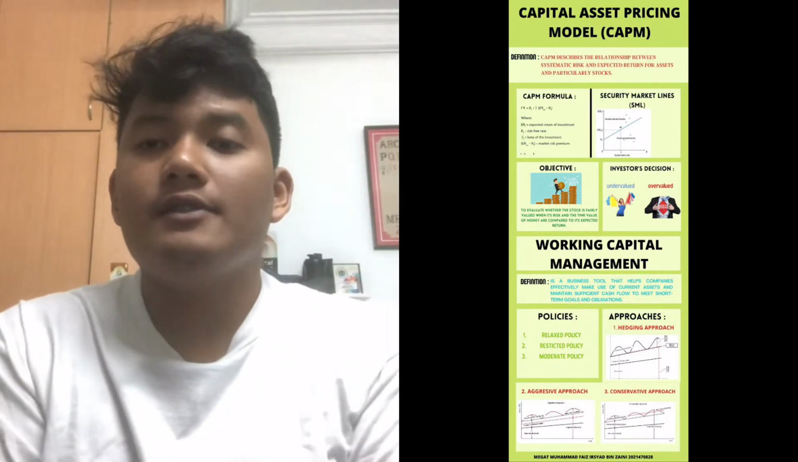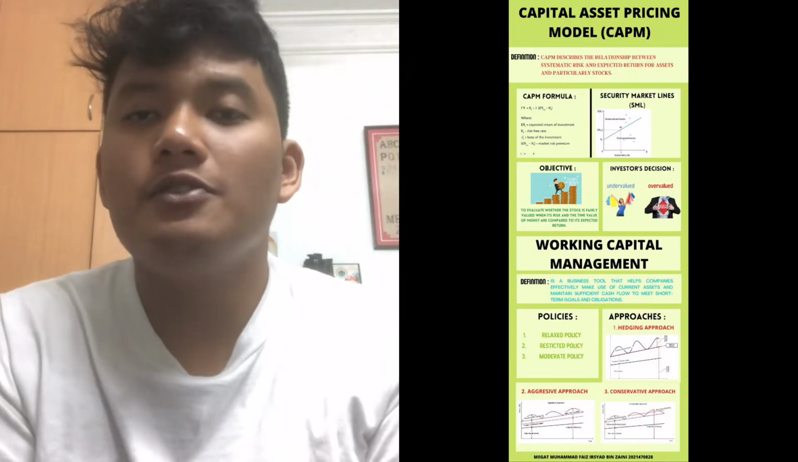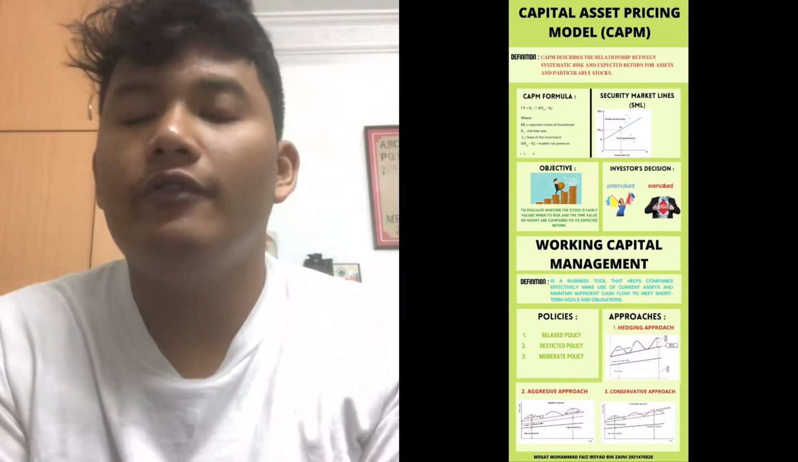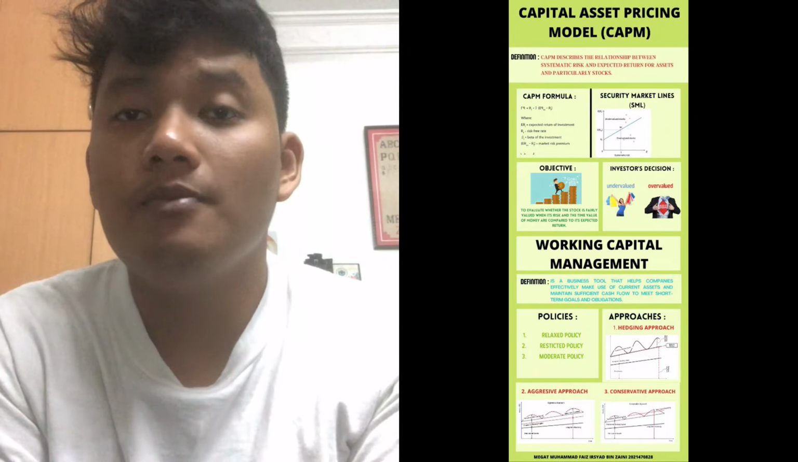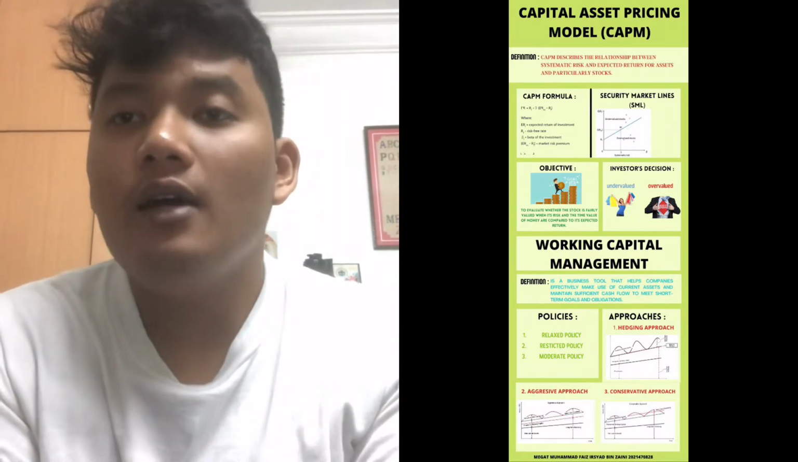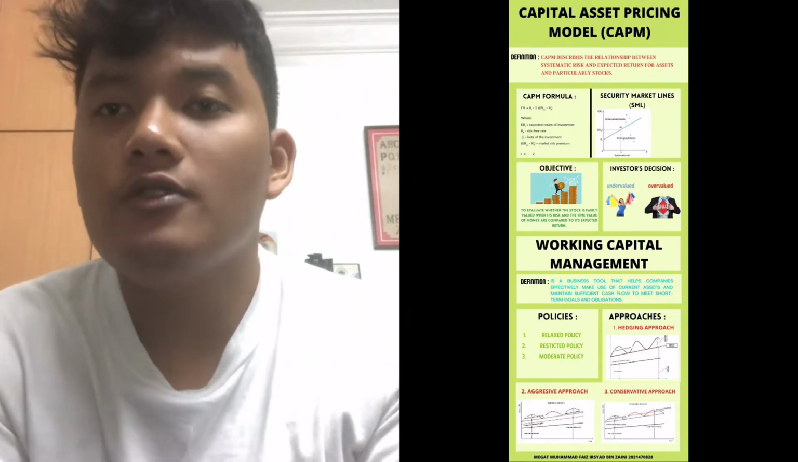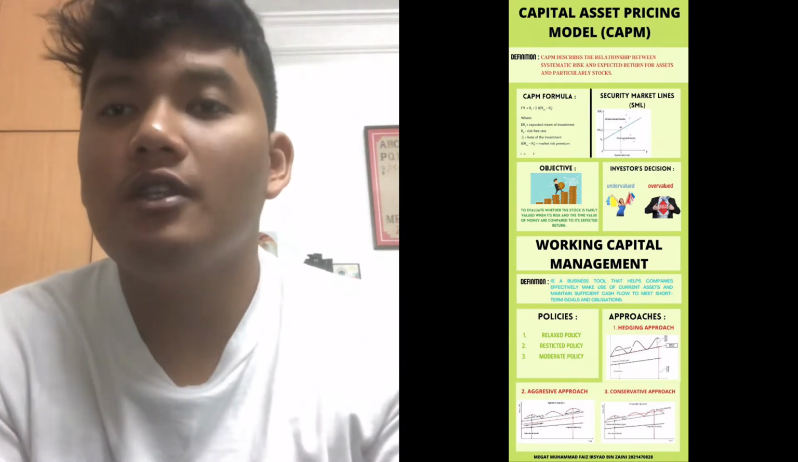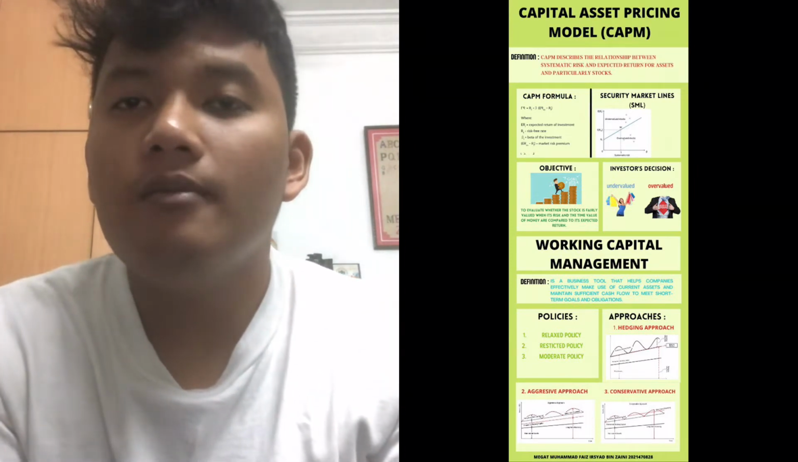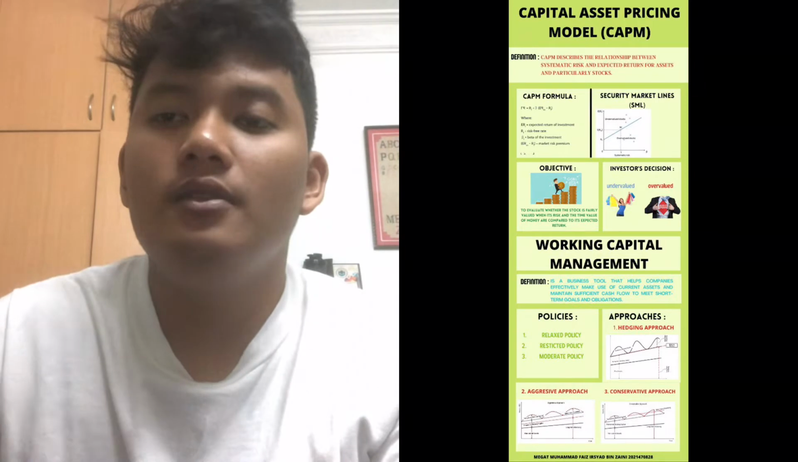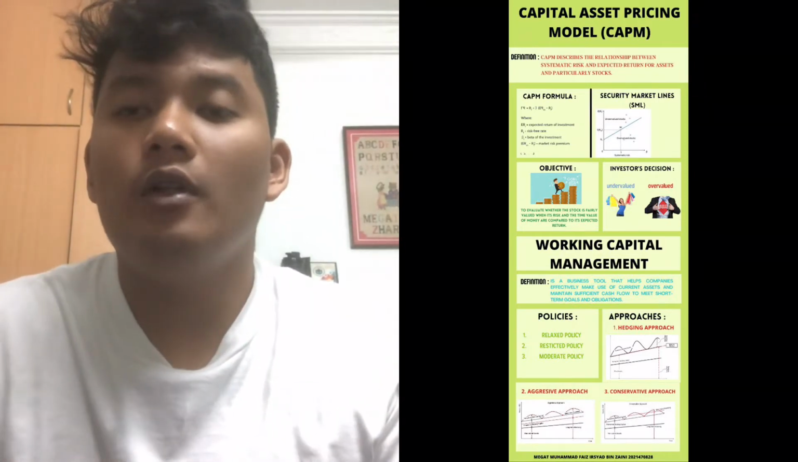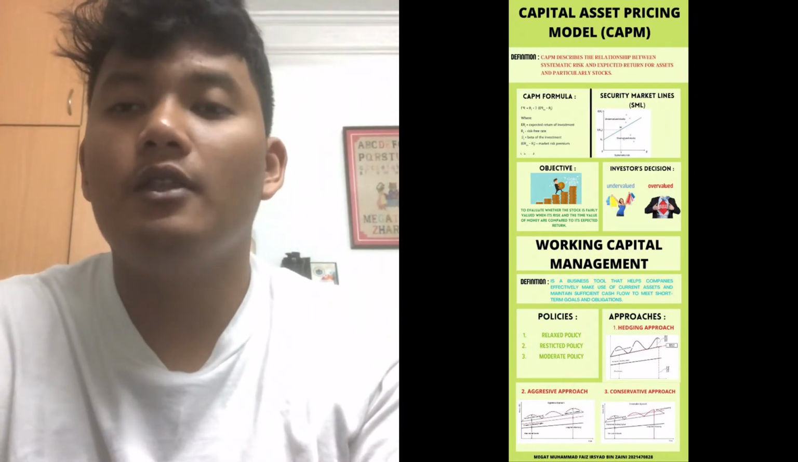Okay, next is working capital management. We start with the definition. Working capital management is a business tool that helps companies effectively make use of current assets and maintain sufficient cash flow to meet short-term goals and obligations. Next is policies of working capital management.